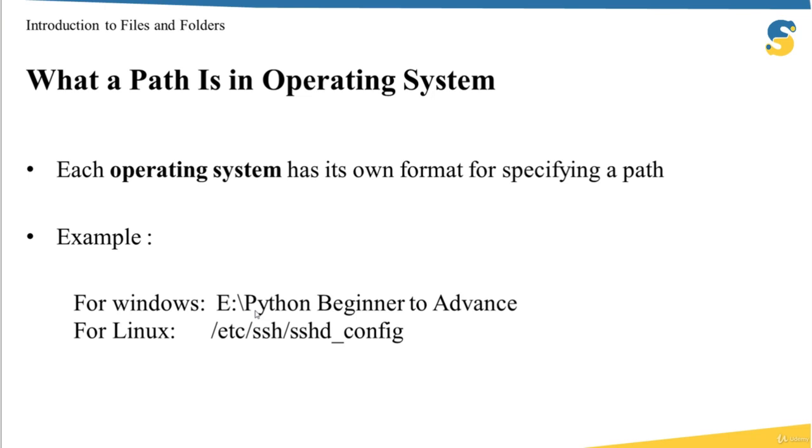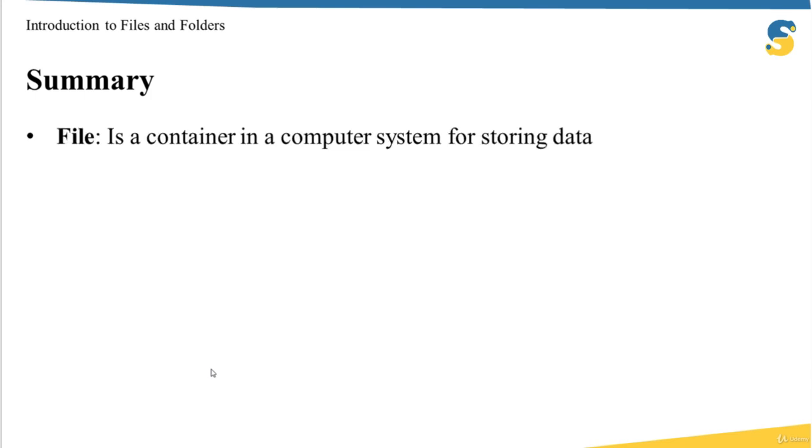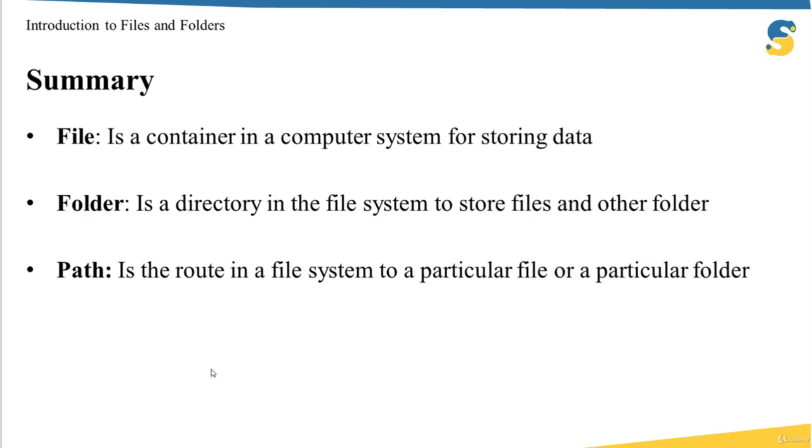And that's all for this lecture. Now let's summarize what we have learned. First of all, a file has been defined, and as we saw, it's just a container in an operating system for storing data. A folder is a directory in the file system to store files and other folders. Keep in mind that files are inside folders. A path is the route in a file system to a particular file or a particular folder.